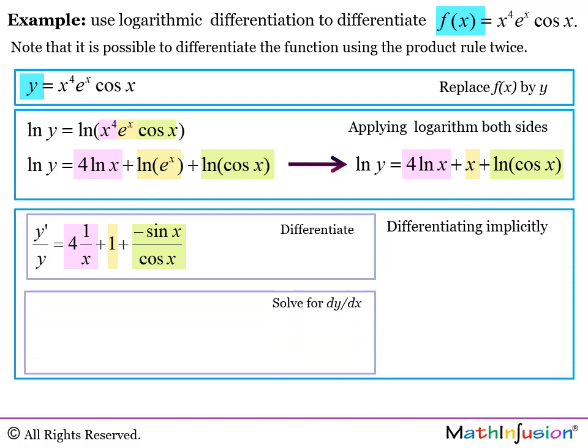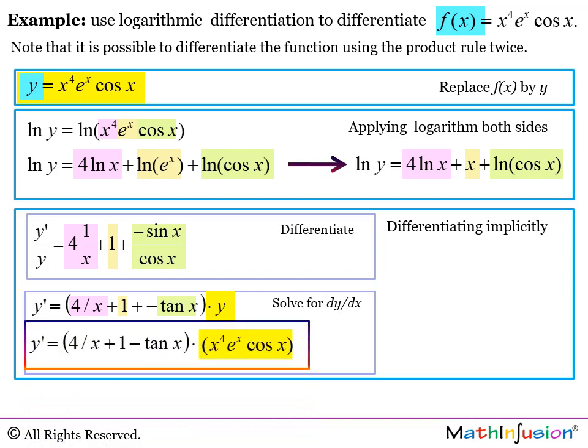Now we have to solve for dy/dx, which here we just write y prime. And we get that y prime is 4 over x plus 1 plus minus tangent x, all of that times y. But why is this? If we would like to get an answer that has only x's, we have to get rid of the y by substituting back the function f of x.